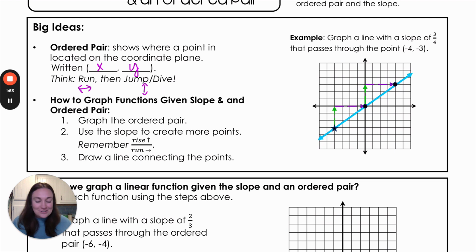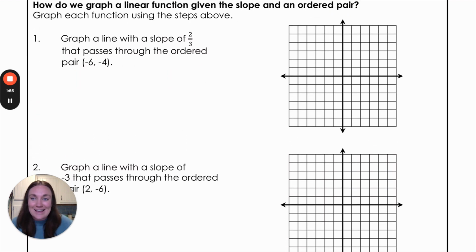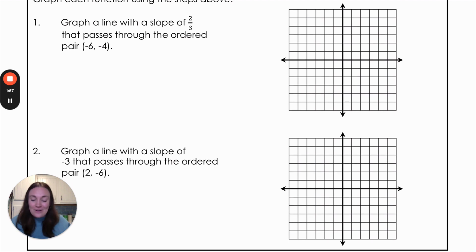So we've got 2 examples to try together. Let's get into them. For our first example, we're going to graph a line with a slope of 2/3 that passes through the point (-6, -4). Again, that first step is always to graph that ordered pair first. Starting at the origin, I'm going -6, so left 6, down 4, and I'm going to make my first point. All right, now I'm going to use that slope. Remember, with 2/3, that top number is my rise, that second number is my run. We're always going left to right.